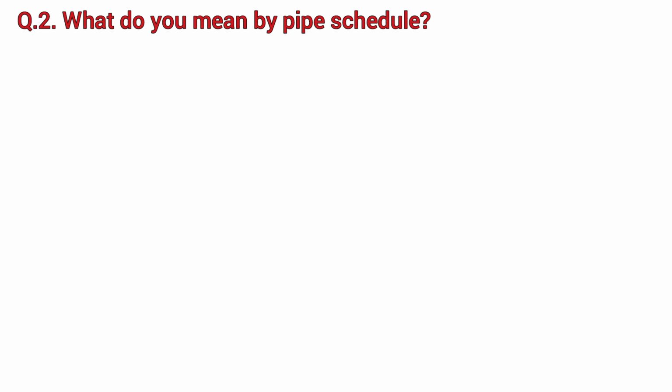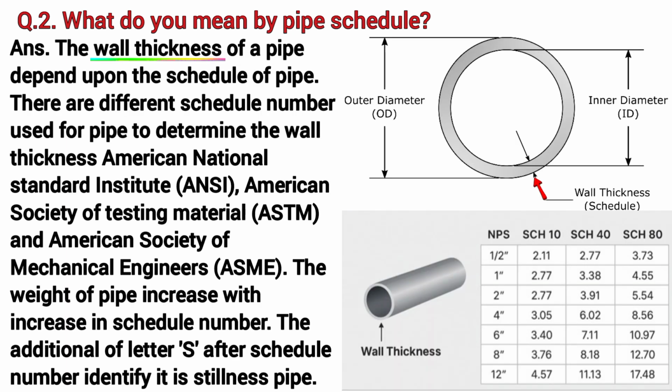What do you mean by pipe schedule? The wall thickness of a pipe depends upon the schedule of pipe. There are different schedule numbers used for pipe to determine the wall thickness. American National Standards Institute, ANSI, sponsored by American Society for Testing Materials, ASTM, and American Society of Mechanical Engineers, ASME. The weight of pipe increases with increase in schedule number. The addition of letter S after schedule number identifies it as stainless pipe.